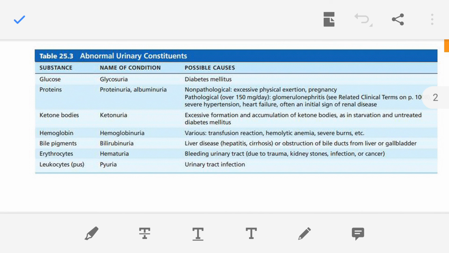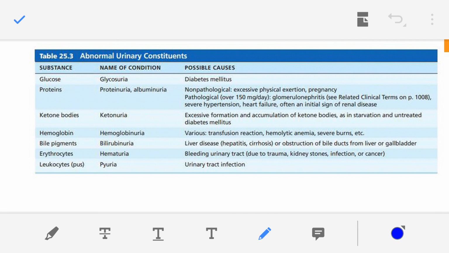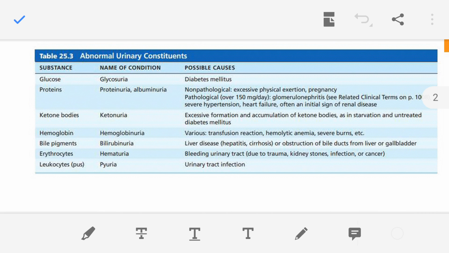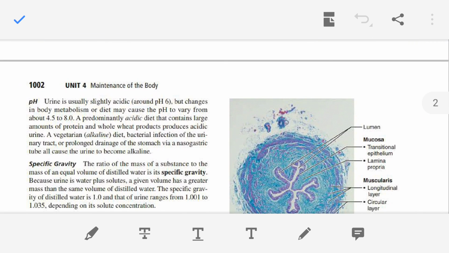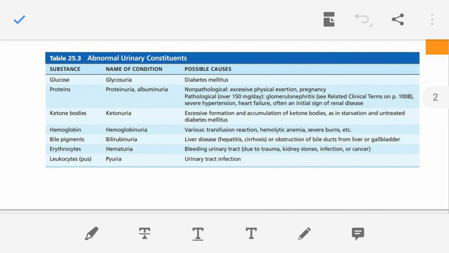Some other conditions are also mentioned, but in your textbook these two conditions, ketonuria and glycosuria, are mentioned. As for the remaining conditions, for example protein and hemoglobin, if you want to prepare them, you can. All this information I leave up to you. If you feel like it, you can prepare. So once again we are looking at this table.